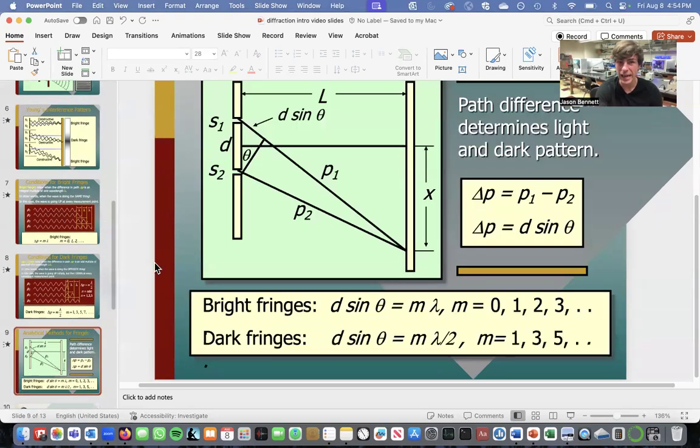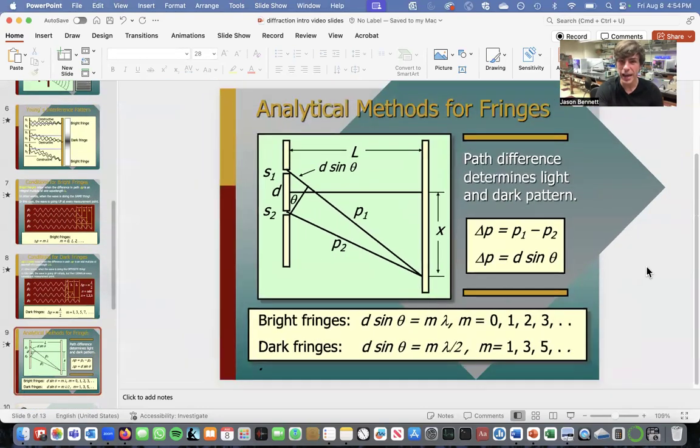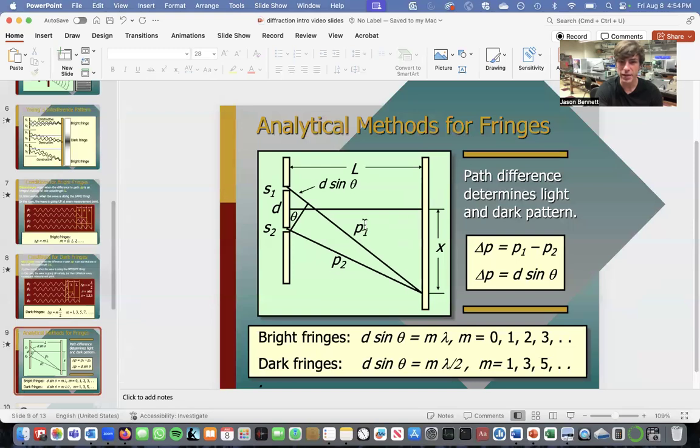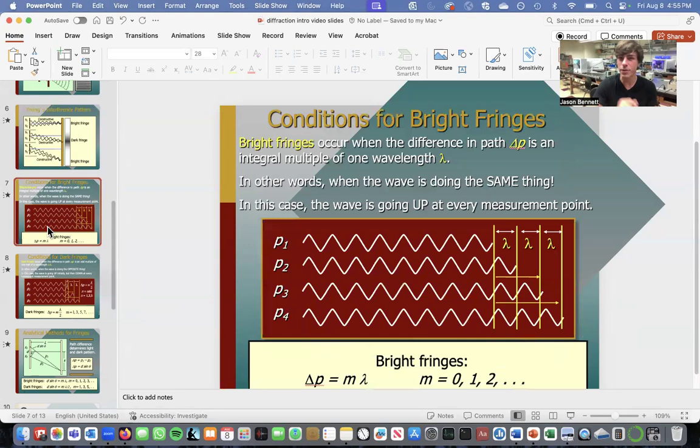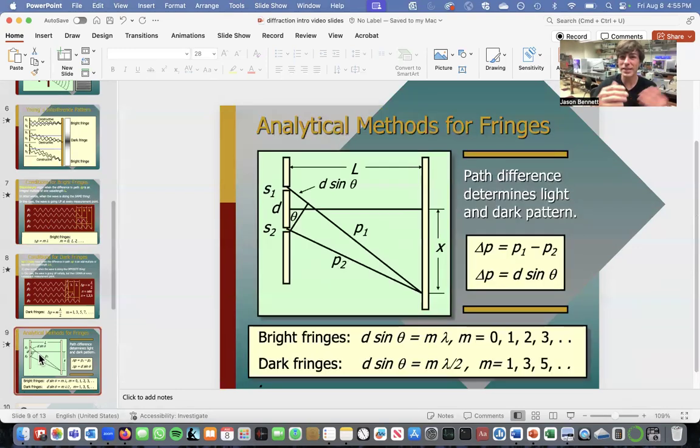We're going to start looking at how we look at the difference between these two path lengths, not just qualitatively, I always get those mixed up, but quantitatively. How do we actually measure the distance between those two things? We know what it needs to be. They need to differ by a wavelength. But what is the actual distance measured between those two things?